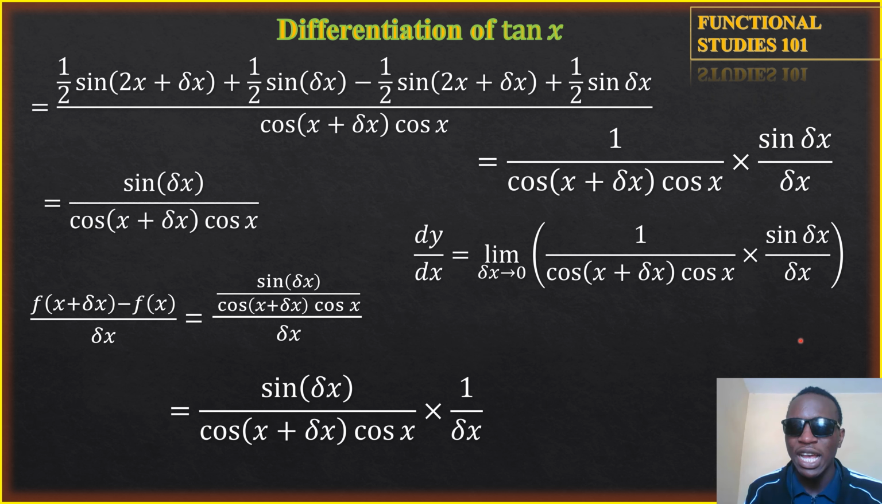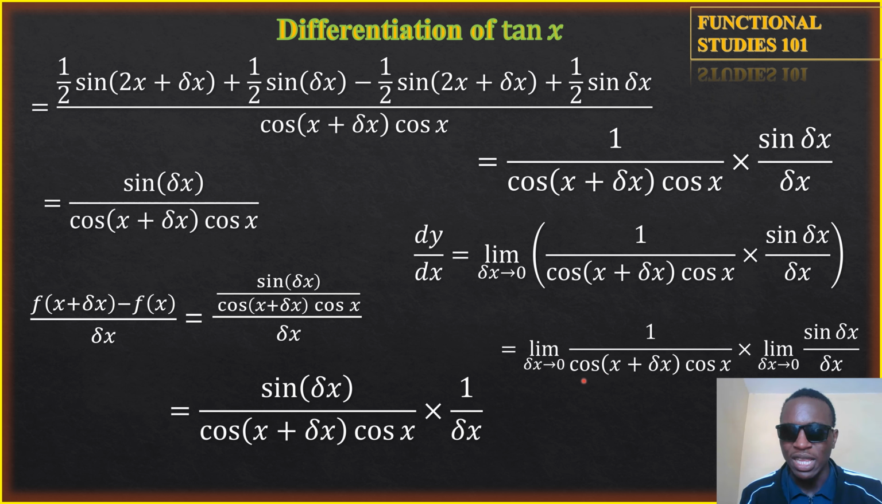So looking for that limit, I have to know that this is a product of two functions, so the limit is distributive. The limit operator is distributive over multiplication. So we're going to have the limit as delta x tends to 0 of this first function times the limit as delta x tends to 0 of the second function. And we all know, we have accepted, all of us, that this limit is 1.